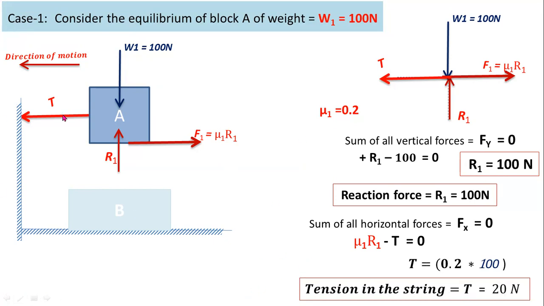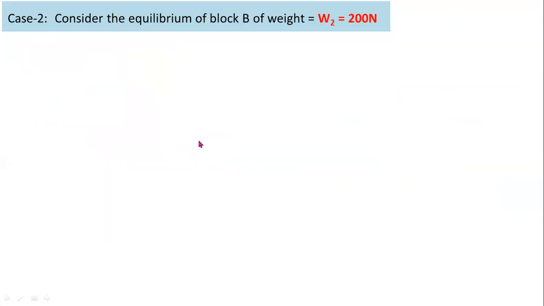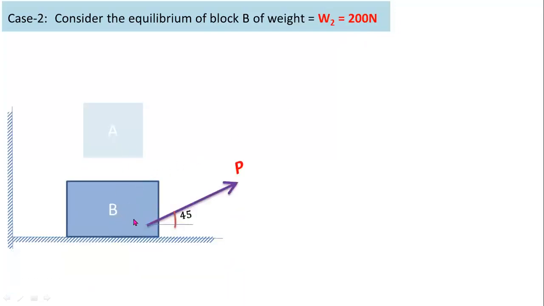From this diagram, we got a tension in the string and a normal reaction between the block A and B. In the second case, you have to consider the free body diagram for block B, of weight W2 equal to 200 newtons. So this is block B.